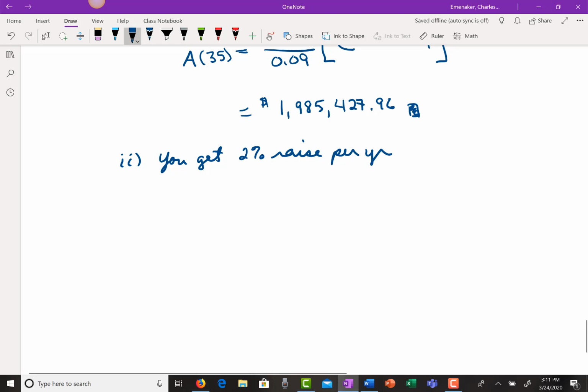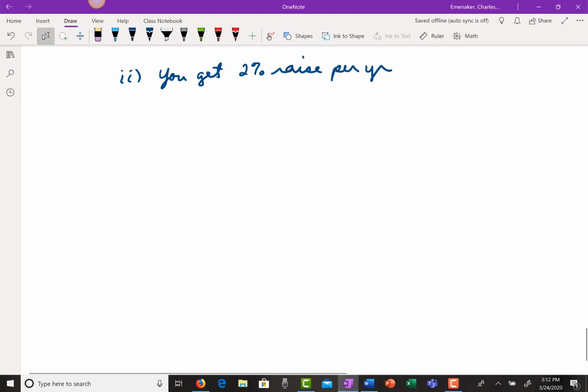Okay? And if you get a 2% raise, that means that you can increase by 2% the amount of money that you're putting into the retirement account each year. Now, what does the rate of investment look like there? Well, R of t is going to be the $8,000 that you put in the first year times, we're going to increase this by 2% every year. Okay, so this is going to allow for growth each year.